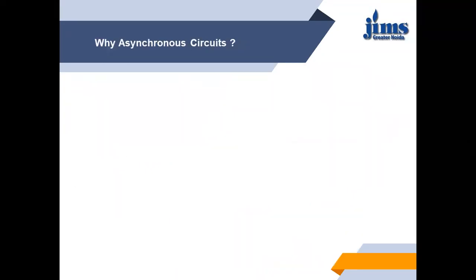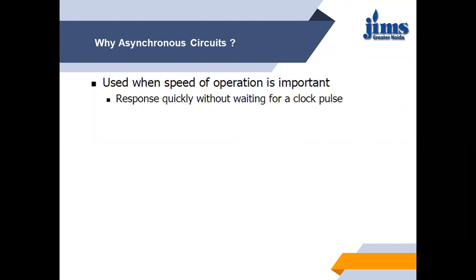Now let's move to the topic of why asynchronous circuits are used. As we have discussed, they are hard to design. They are used when the speed of operation is important, to respond quickly without waiting for a clock pulse. In synchronous sequential circuits, unless there is an active clock, whatever the input is, the output will not change. But in asynchronous circuits, as we change the input, the output will respond accordingly without waiting for a clock pulse.